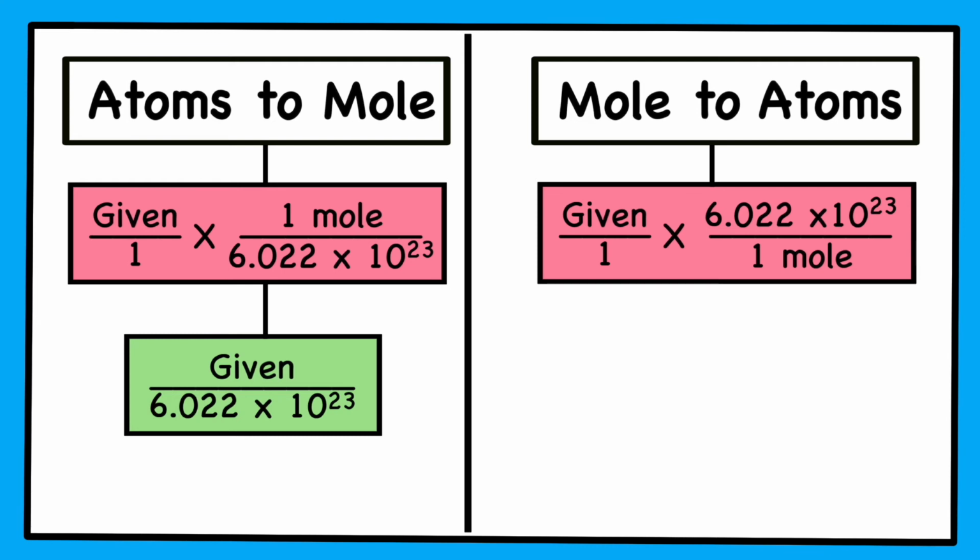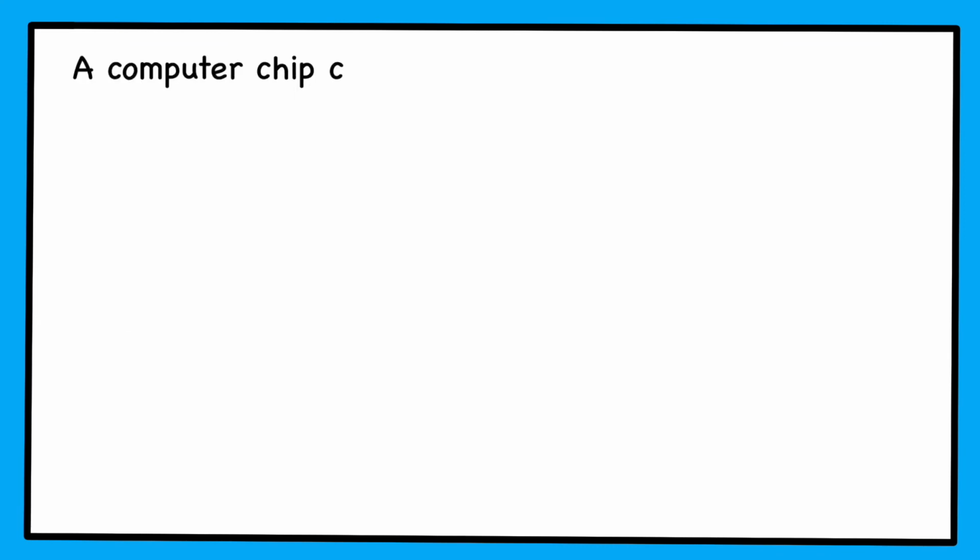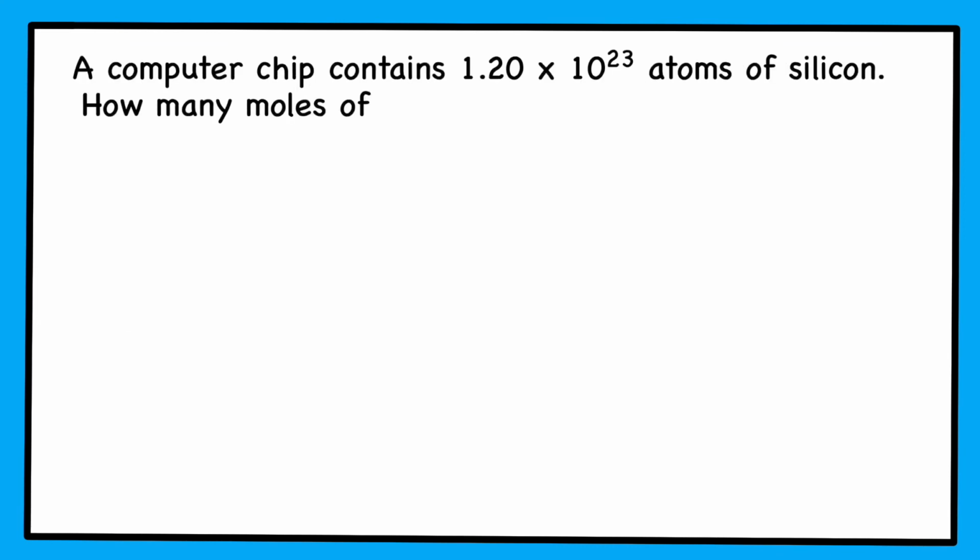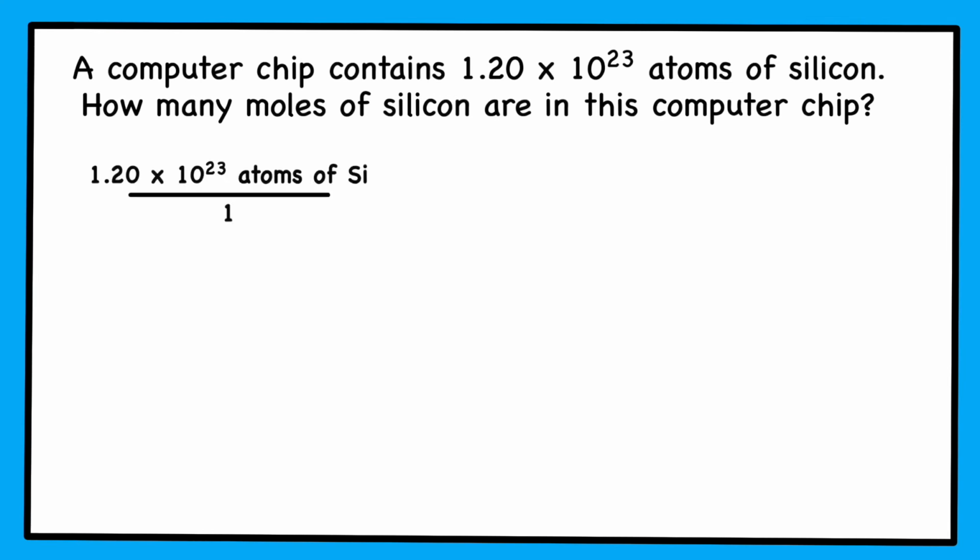Okay, so now here's a few practice problems. A computer chip contains 1.2 times 10 to the 23rd atoms of silicon. How many moles of silicon are in this computer chip? Well, the first thing we're going to do is put our known over 1, or 1.2 times 10 to the 23rd atoms of silicon over 1.